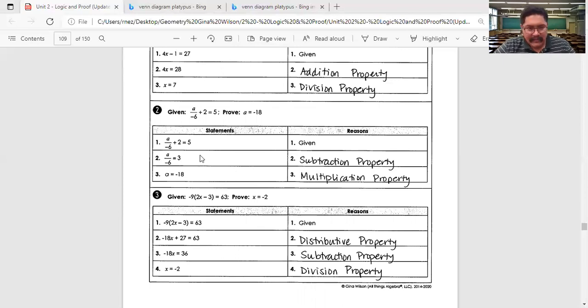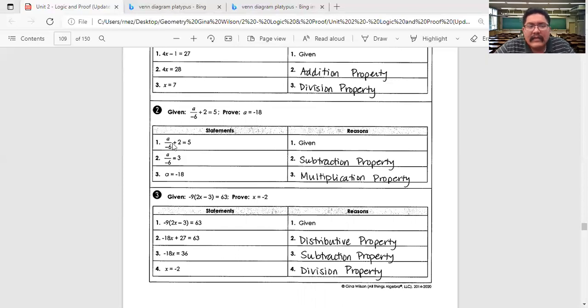So again, you're basically just looking at this step and this step. So what happened between these 2 steps? All right, so we have +2, and now it's gone. So where did that 2 go? Where did the +2 go?